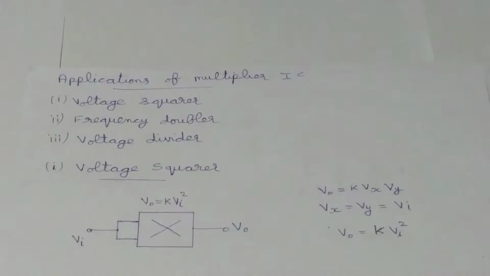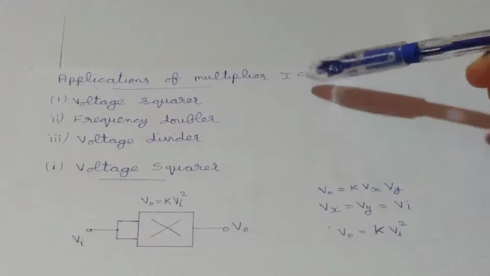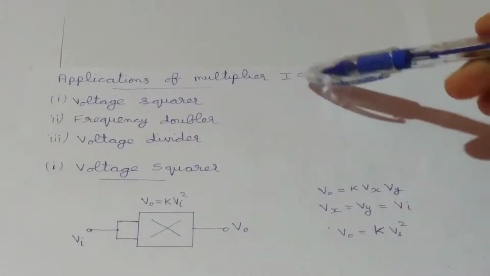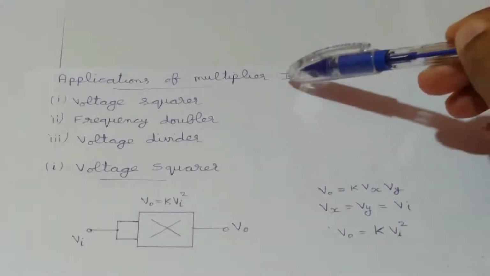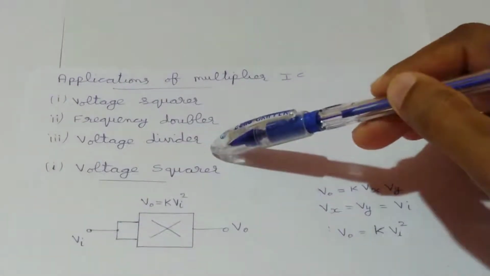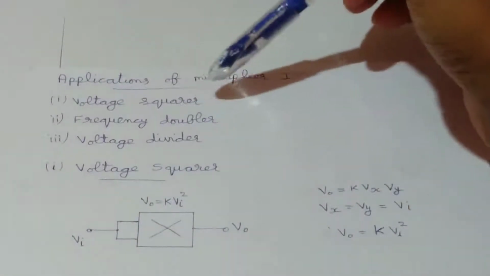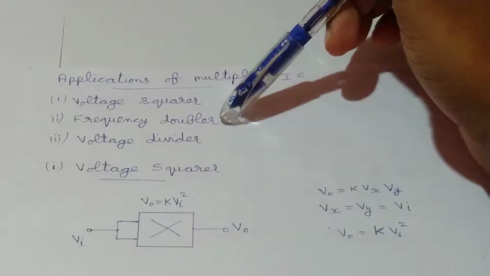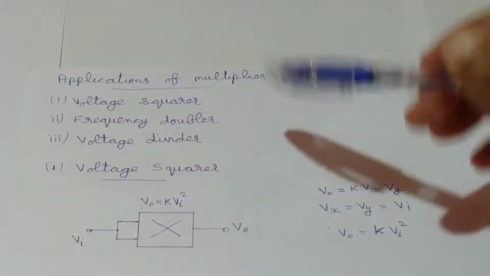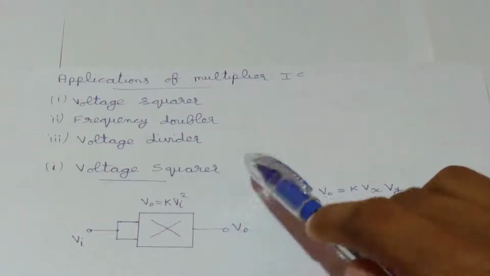Let's now consider the applications of this multiplier IC. There are different applications for this multiplier IC, and here we are considering the applications as a voltage squarer, a frequency doubler and a voltage divider. Let's first consider the application as a voltage squarer.